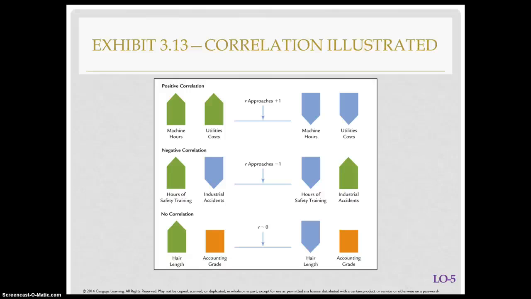If there's no correlation, there's no rhyme or reason between the two variables. So R would be getting close to 0, and we would see hair length as it correlates to accounting grade. If it goes up, the accounting grade will not likely change. If it goes down, again, there's not going to be any correlation there, and that's what the R value will show you.